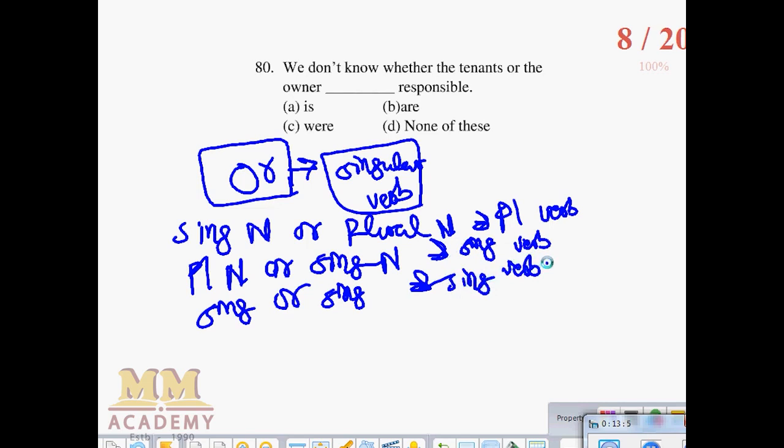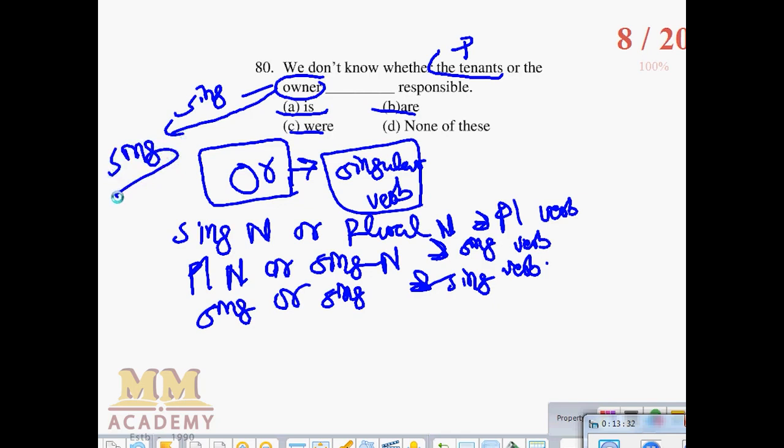Okay. So if you look at this statement here, "the tenants" is plural, "the owner" is singular, right? So we don't know whether the tenants or the owner is, are, were, and none of these. The second noun that we have got is singular, owner, so we need a singular verb. "Is" is the right answer, right?